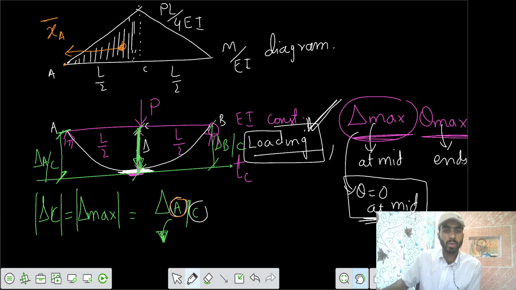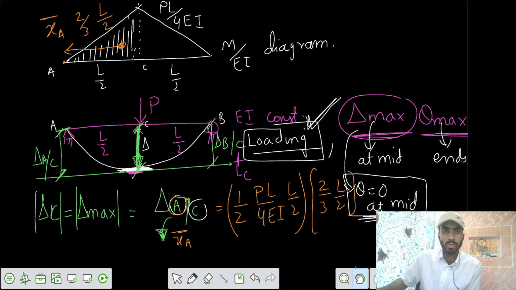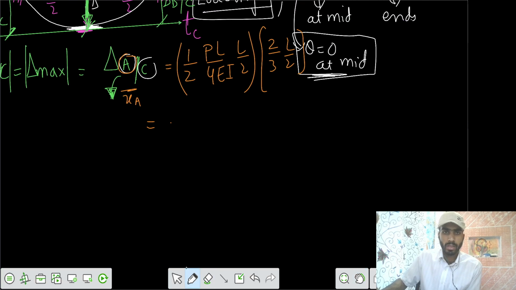What's the area between the 2 points? We can write that it equals 1 by 2 times PL by 4 EI times the length L by 2, and this acts at your XA bar, which equals 2 by 3rd of the length L by 2. So you can get the value. We get the value as positive PL cube by 48 EI.